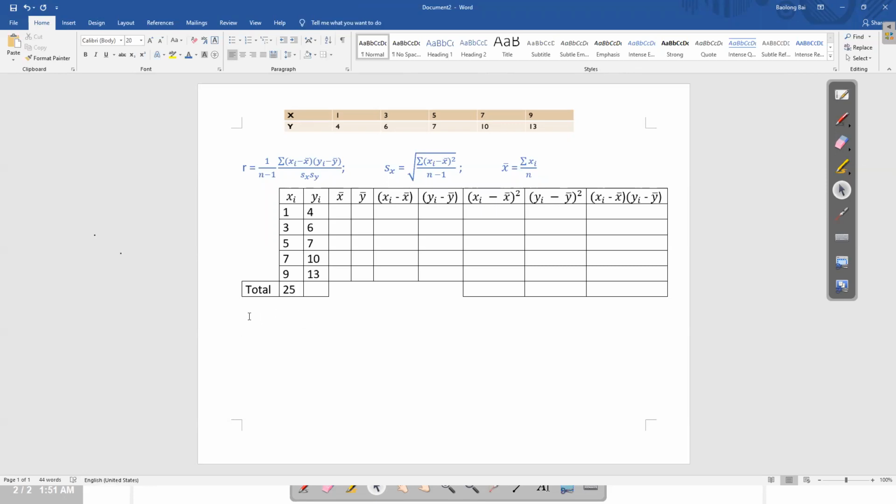Just like when we calculated standard deviation, any column total is the corresponding summation, right? This is adding all the x's up, so that will be the sum of xi. You can see the sum of xi equals 25.